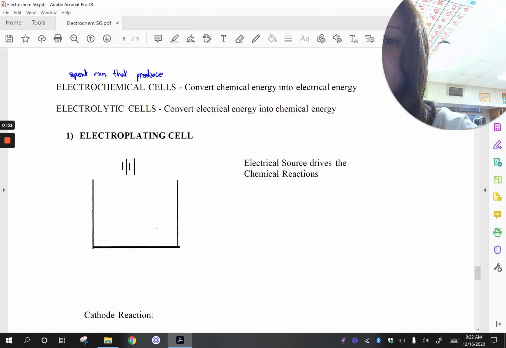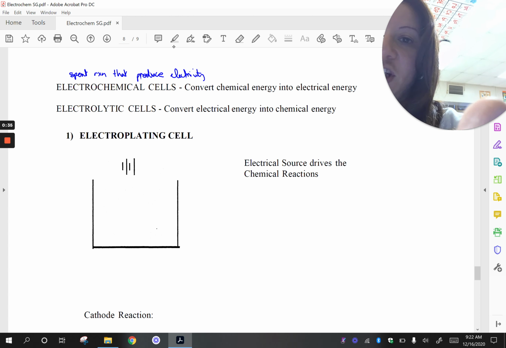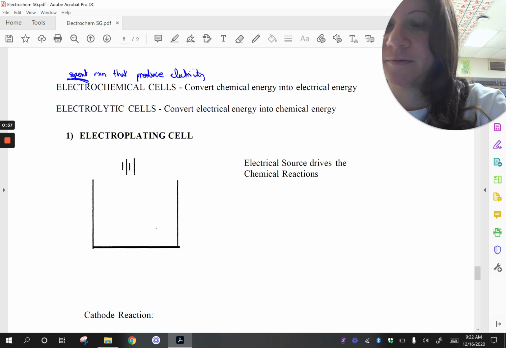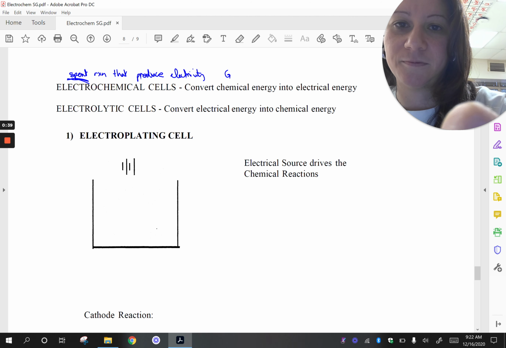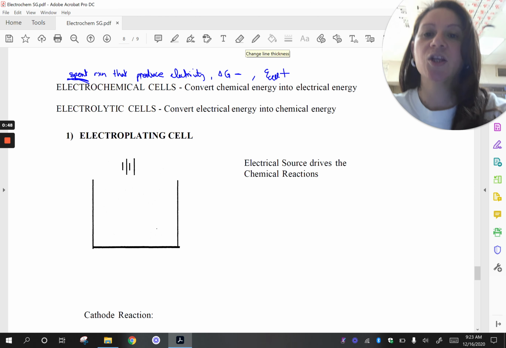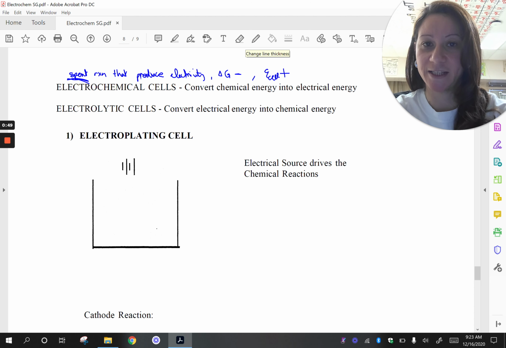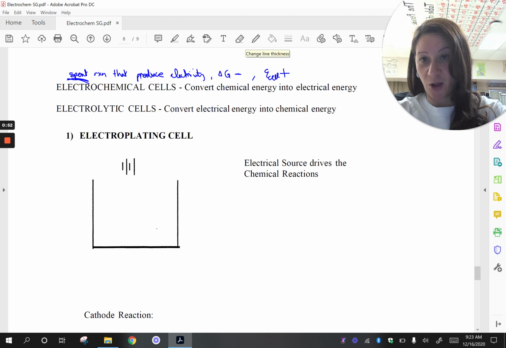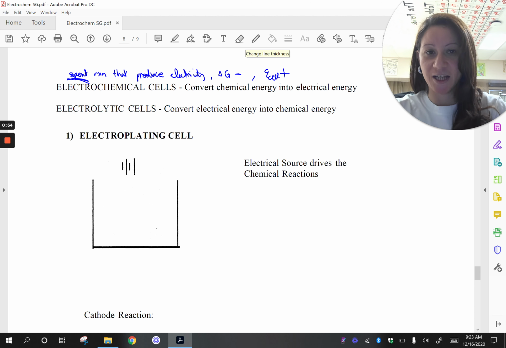Because they are spontaneous, your delta G is negative, and your cell potential is positive. So now we're going to look at electrolytic cells, which again are the exact opposite. And so these are non-spontaneous reactions.